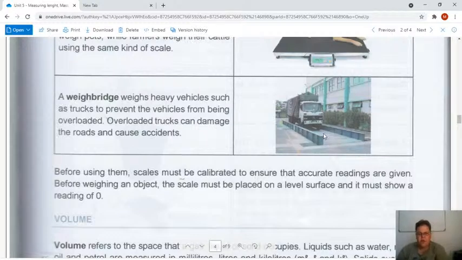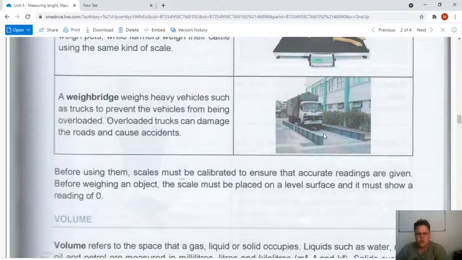A weighbridge is this over here. Now, I don't know if you've ever driven on a highway, you're driving a long distance, and all of a sudden there's a police officer standing next to the side of the road, and they are directing the trucks to the off-ramp. That usually means that they are directing the truck to the weighbridge. This is an allocated weighing platform that the trucks go over to weigh to make sure that they are not overloaded.